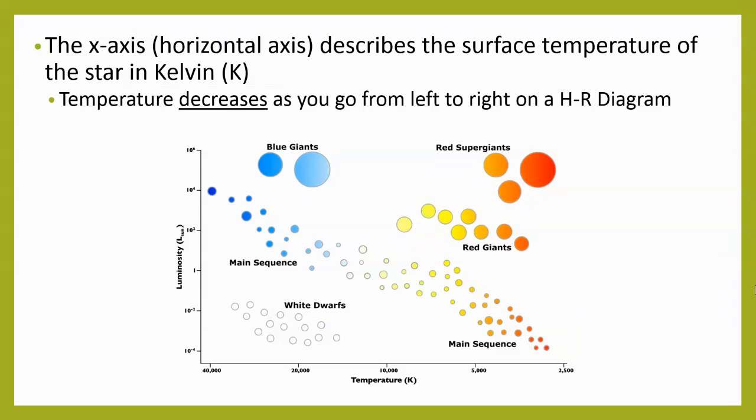Along the x-axis, so that horizontal axis, we are describing the surface temperature of the star in Kelvin. And Kelvin is just a temperature scale like Fahrenheit or Celsius, but it's actually the official one of the International System for Science. Now, one unique thing about HR diagrams is the temperature actually decreases as you go from left to right. So usually as we go from left to right, things increase, but in this case, it's backwards. So the temperature decreases as you go from left to right.